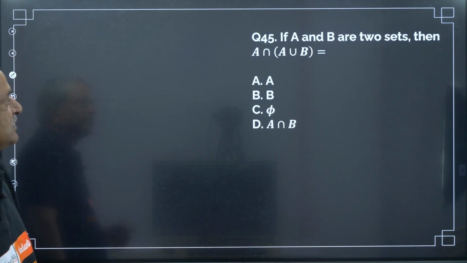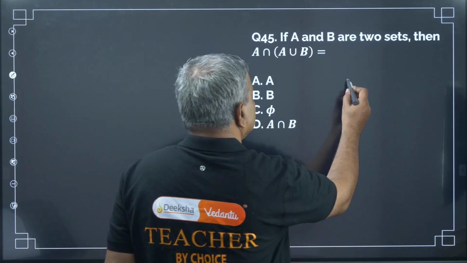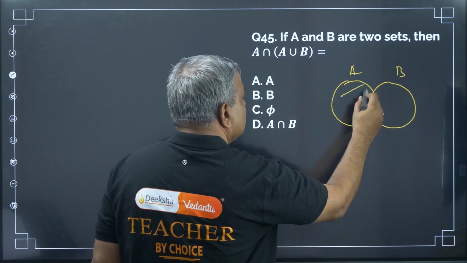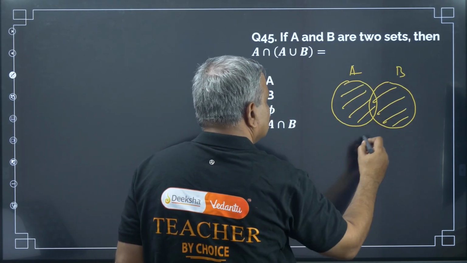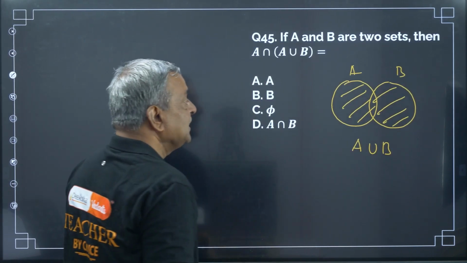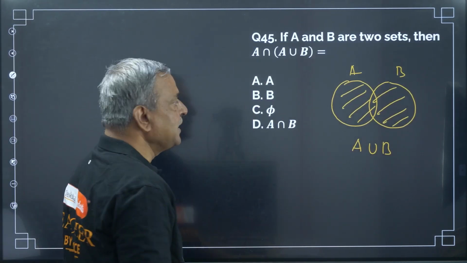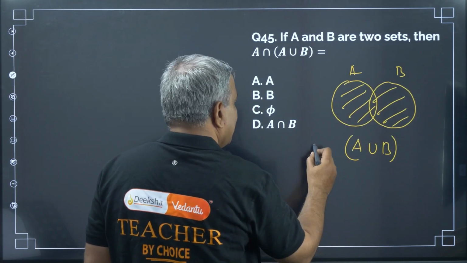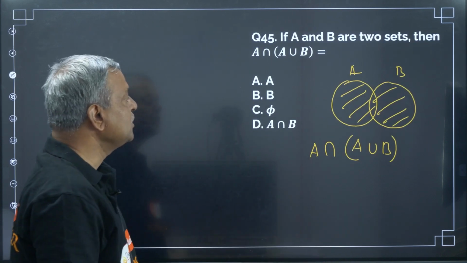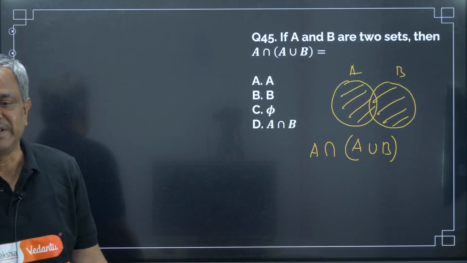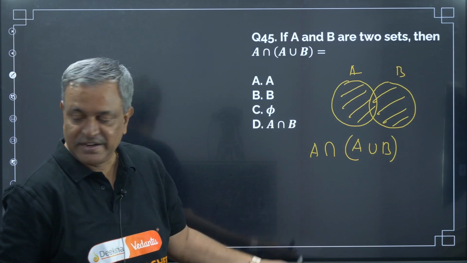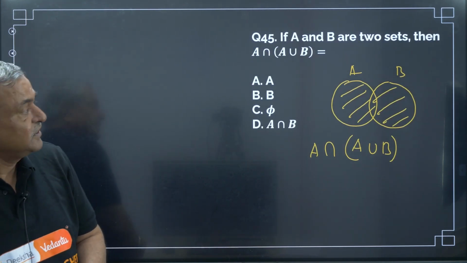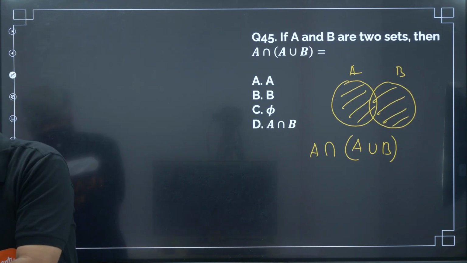45. A and B two sets are given. So A union B, this is A, this is B, A union B is completely this one. This is A union B. Okay, intersection with A, common with A. What is the common with A? A intersection with A union B. So what will happen? Obviously A will be there. Common with A intersection, A union B, and A will be there. So option A is correct. In this case there is A intersection B. Option E is correct.